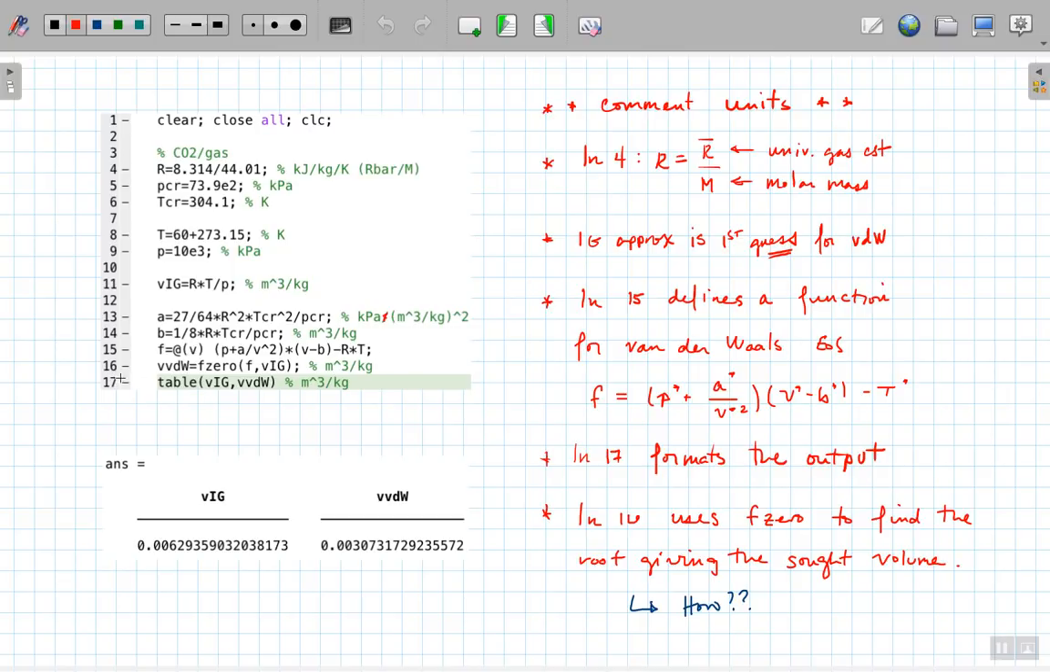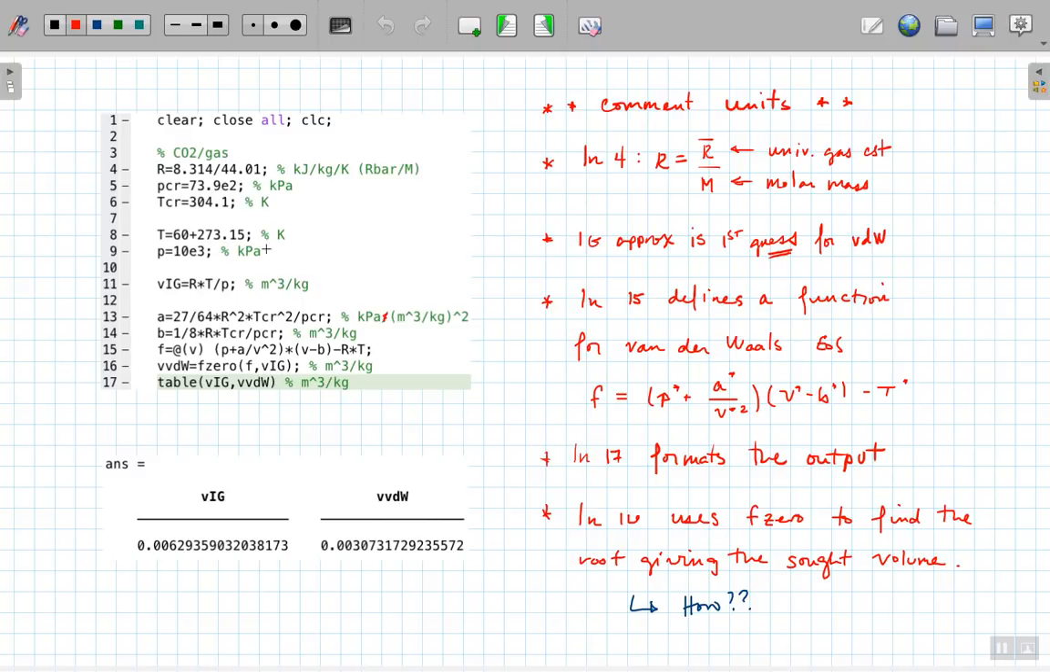The magic happens in line 16 where we find the root. We basically pass it the function and then also the initial guess. So in this case, we take the ideal gas explicit relationship, giving us an actual number as the guess for the van der Waals equation of state.